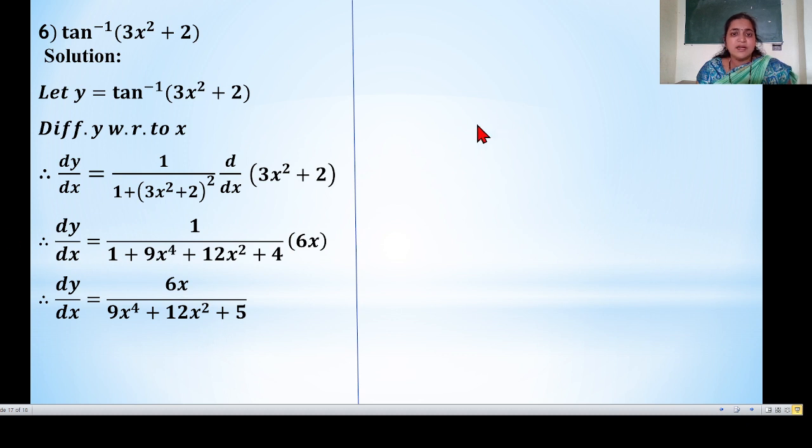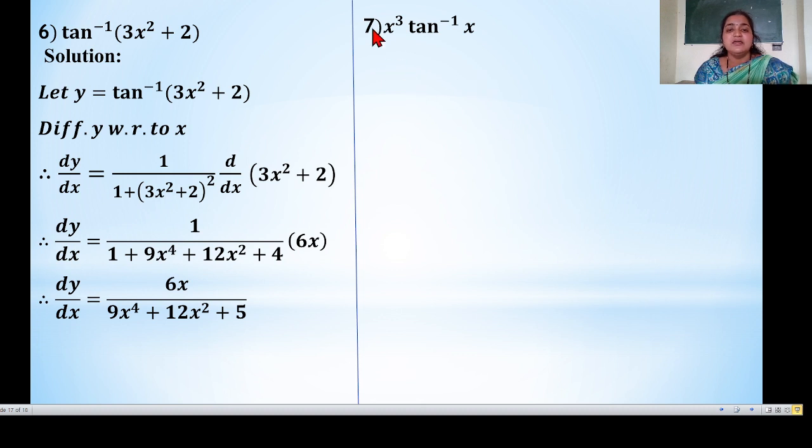Now next example, x cube multiplied by tan inverse of x. So here the given function is of the form u multiplied by v. So we can apply the product rule here, which is: the derivative of u multiplied by v is equal to u times the derivative of v with respect to x plus v times the derivative of u with respect to x.